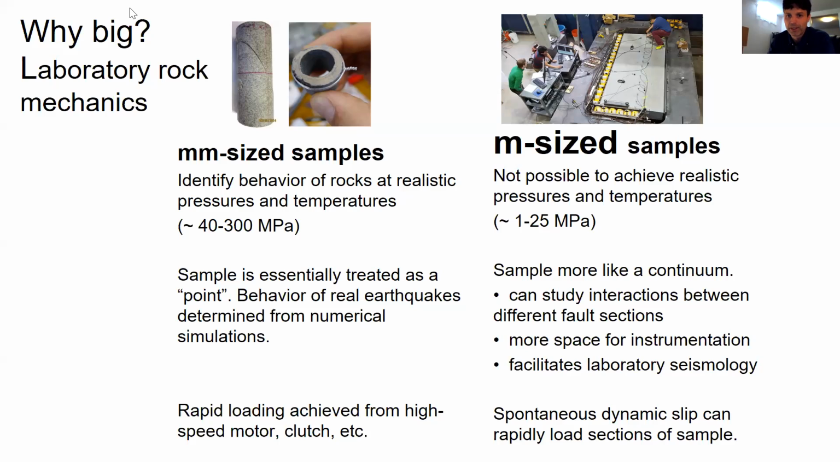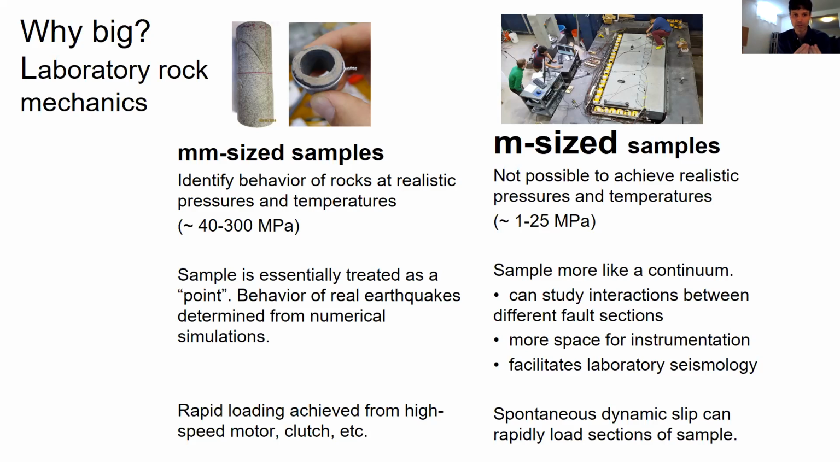And then what I've been working on is these larger samples, these meter-sized samples. Now we're not able to get up to the pressures that we would want. I'll be showing you experiments at 4 megapascals, right? So this is not even a kilometer deep type of pressures. But the advantage of the big sample is that the sample behaves more like a continuum. It's not just a point. One part of the sample can slip and another part doesn't slip. And so the sample can kind of load itself.